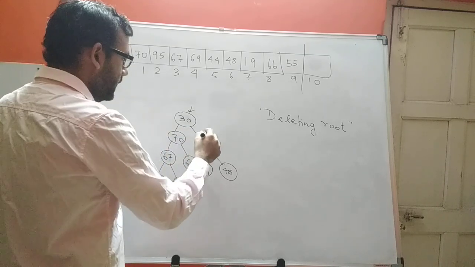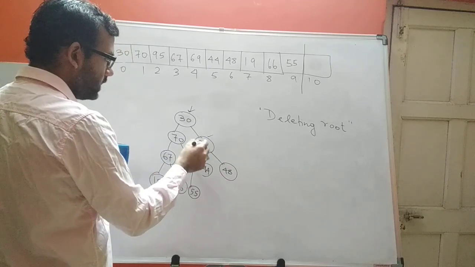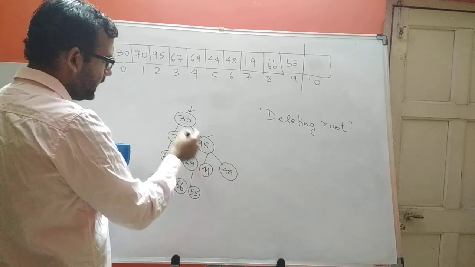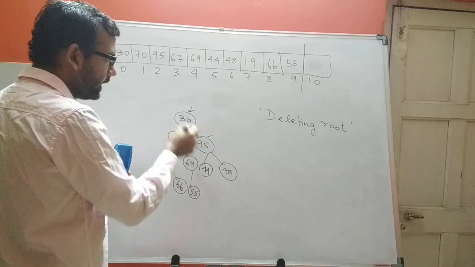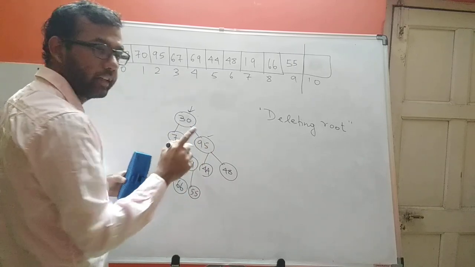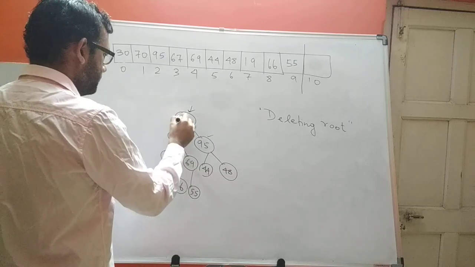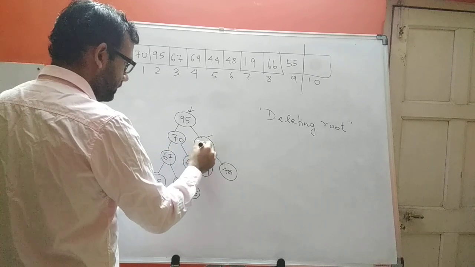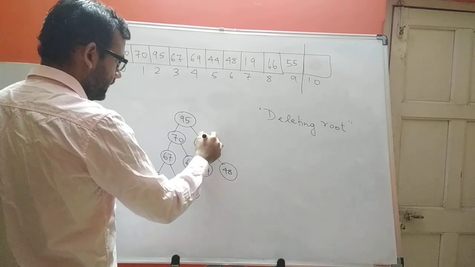95 is greater. Now, after finding the greater of the two children, I would check that node with my current node. So I would check 95 and 30. Which is 95, which is a child of 30. Is it greater than 30? Yes, it is. If it is greater, then I'll swap it with 30. So 95 comes here and 30 goes here. Done. Now my current node, which is 30, is at this point.